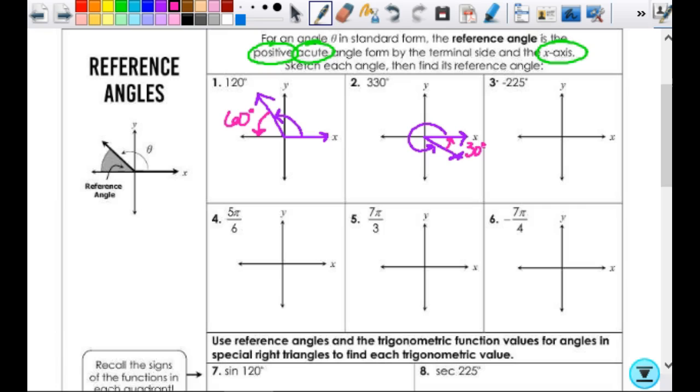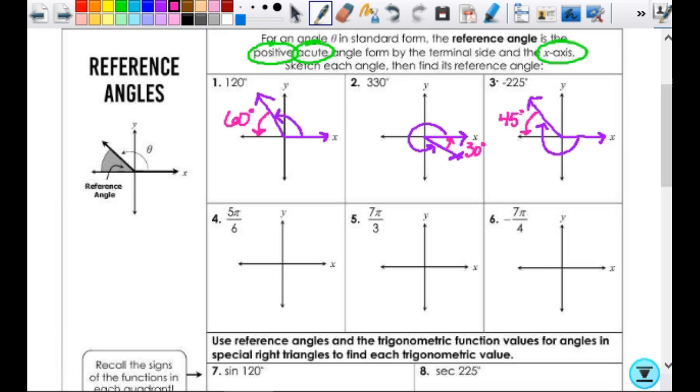The negative 225, I'm going clockwise, right? And what quadrant would I end up in? The second, right? Because this is 180 and that's 270. So I'm in the second quadrant. So after I hit 180, how much farther do I go? 45. So this is my negative 225. My reference angle then would be 45 degrees. And it's always positive.